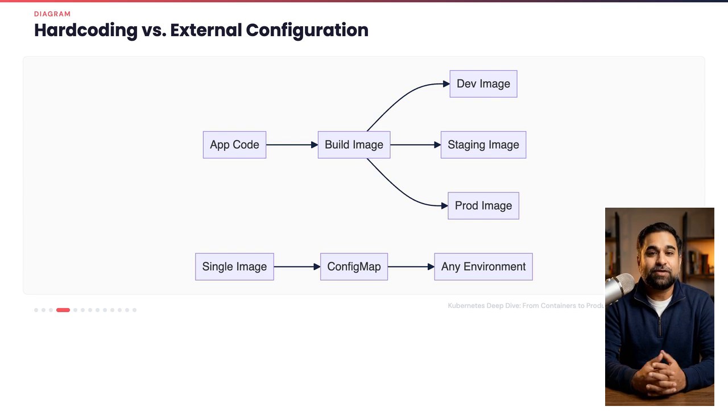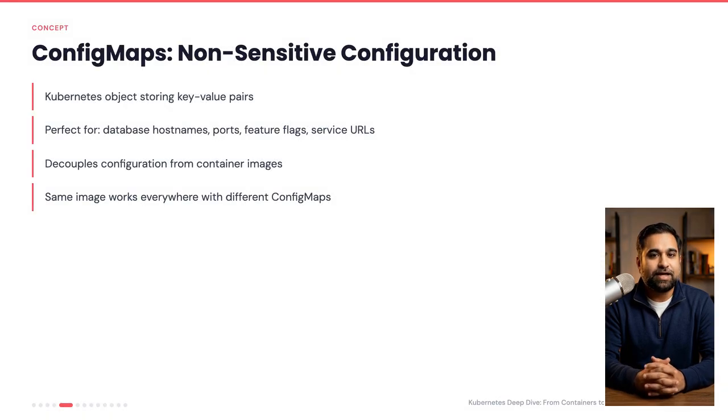Secrets. Secrets work almost identically to config maps, but they're designed for sensitive data. Passwords, API keys, tokens, certificates, anything you wouldn't want to accidentally expose. Kubernetes treats secrets a bit differently than config maps. They're stored separately, they're not included in most logging output by default, and you can configure more restrictive access controls around them. But remember our glass door safe?